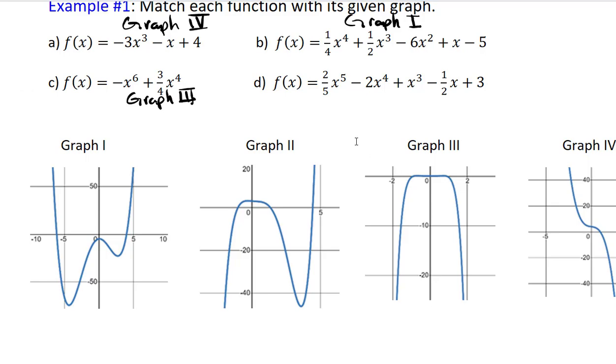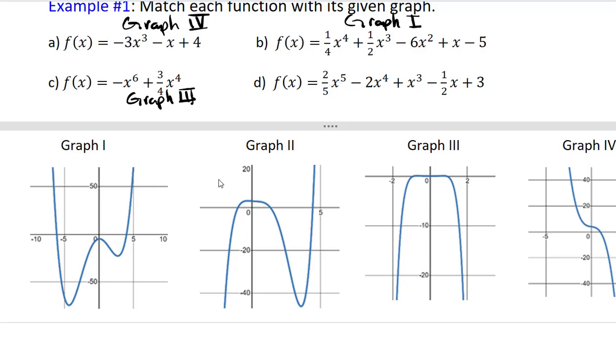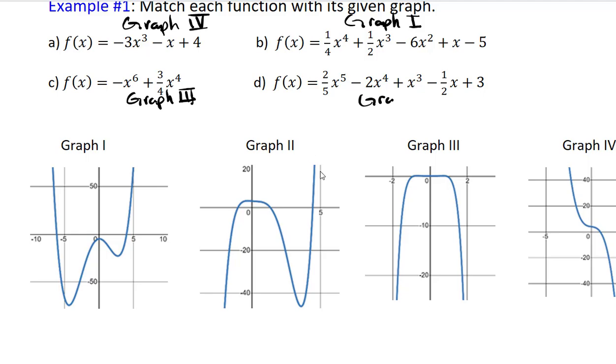And finally, for letter D, our leading term here is 2/5 x to the 5th power. This has an odd degree. That means the ends point in opposite directions. But since the leading coefficient is positive, the left falls and the right rises. So the left end points down, the right end points up. Hence, graph number 2 is the best match for letter D.